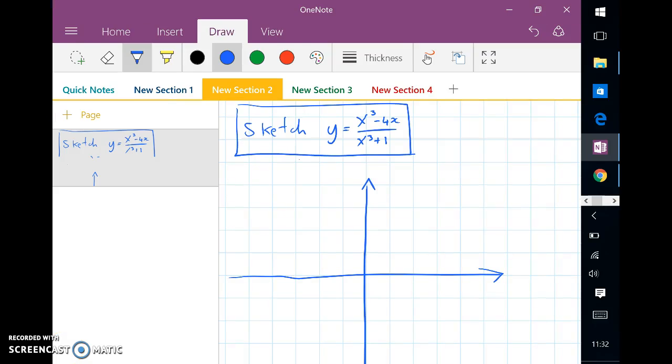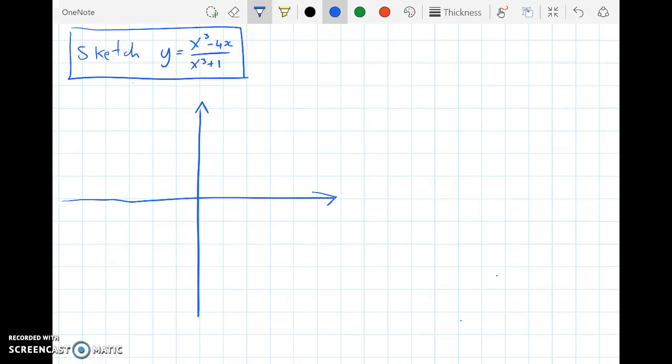Sketch the curve y equals x cubed minus 4x over x cubed plus 1. It's one of these kind of tricky things that we see from time to time. It's a rational function, but we have to treat them all, we have to take great care.